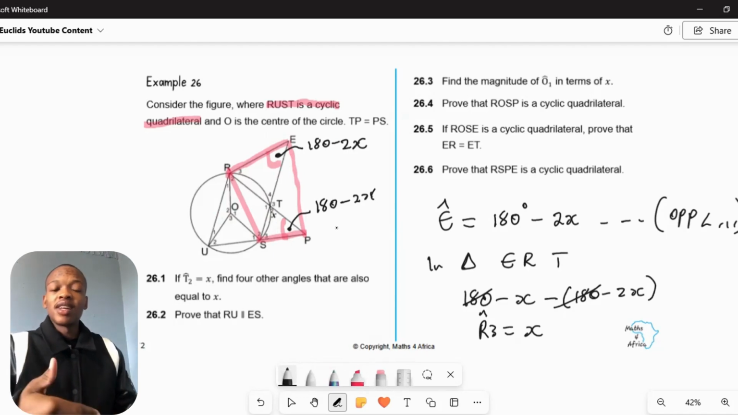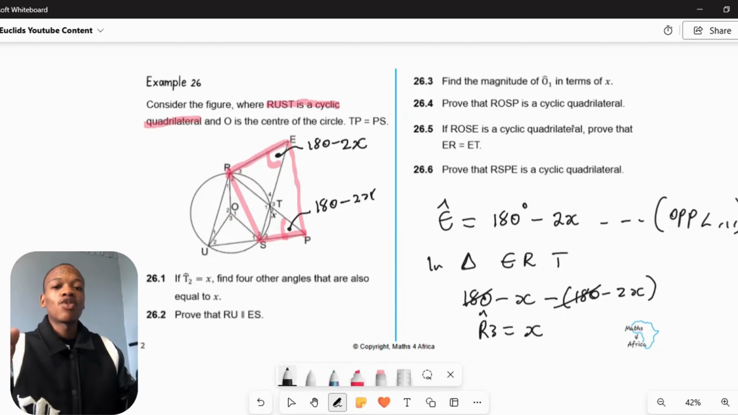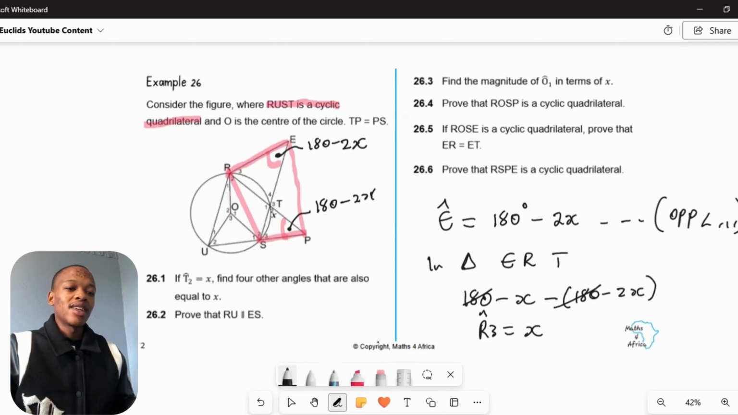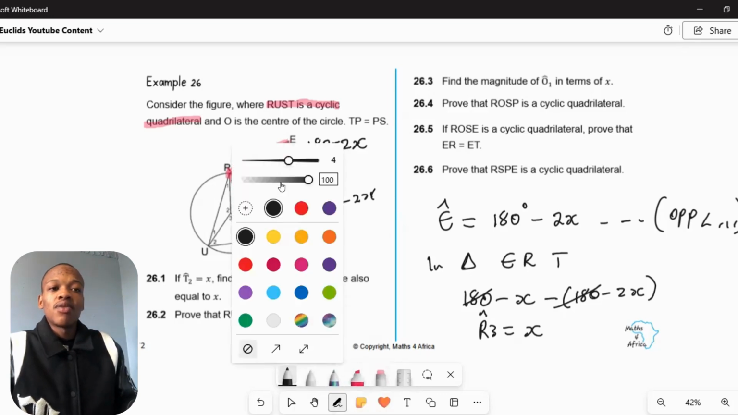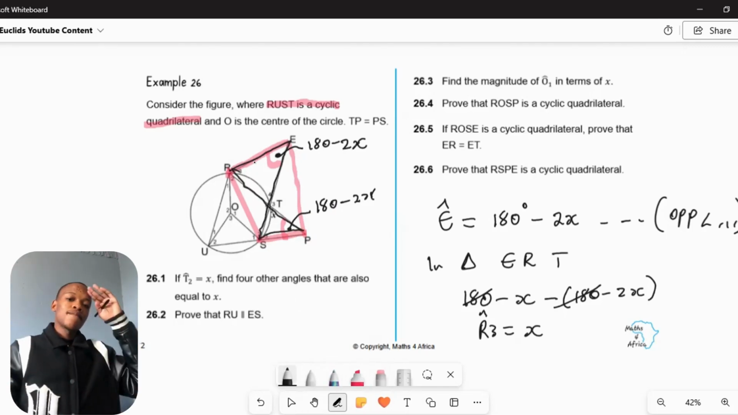And then after that you can say, therefore, RSPE is a cyclic quad. Why? It's converse of angles in the same segment. Yeah, converse of the same segment. Why is it converse? Because now we have a hypothesis. You can make use of it to prove a cyclic quad. Just like that.